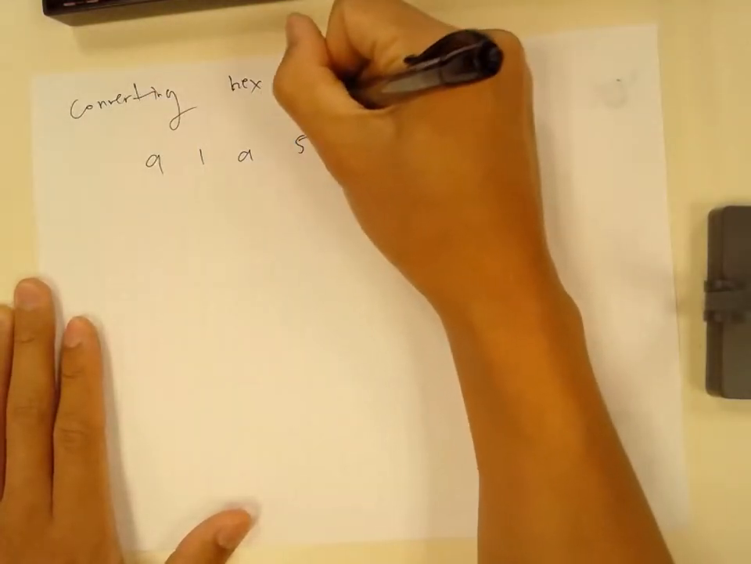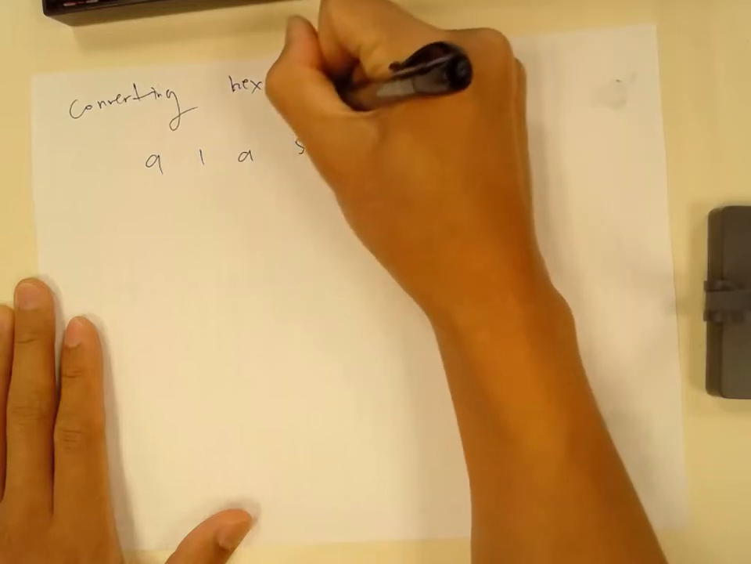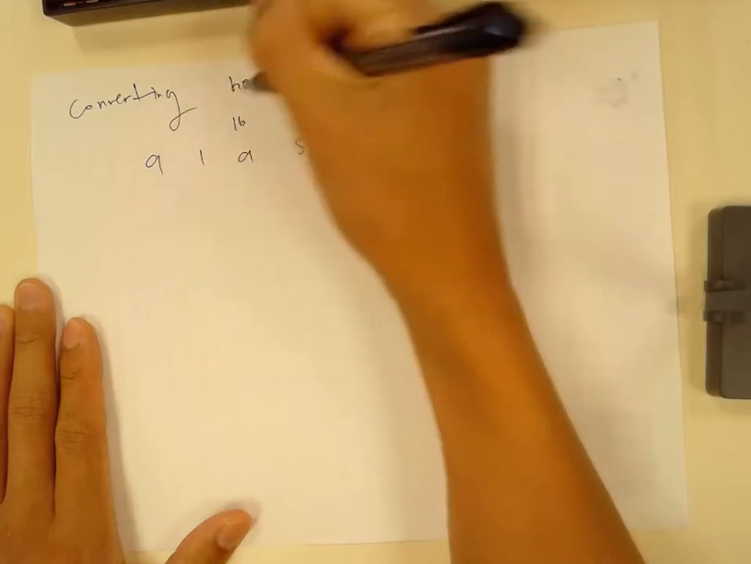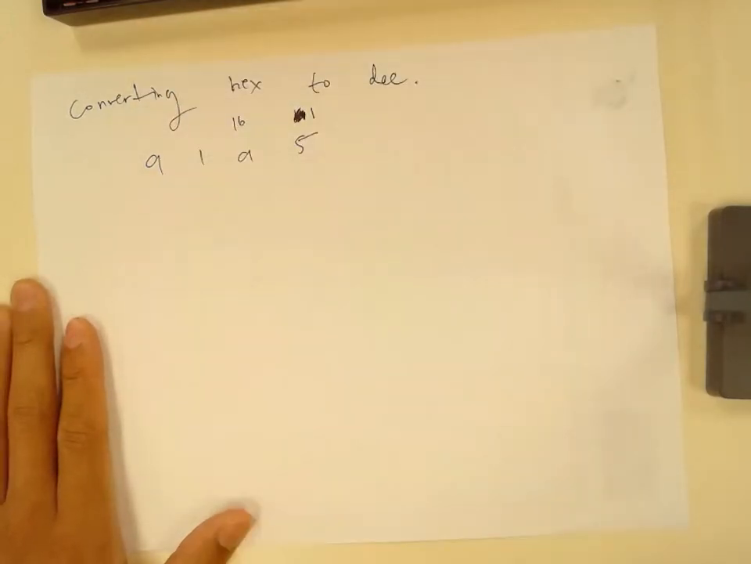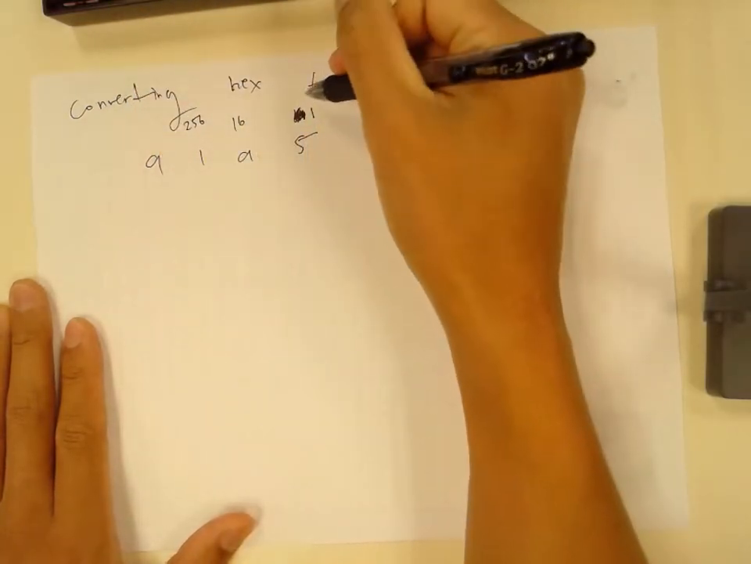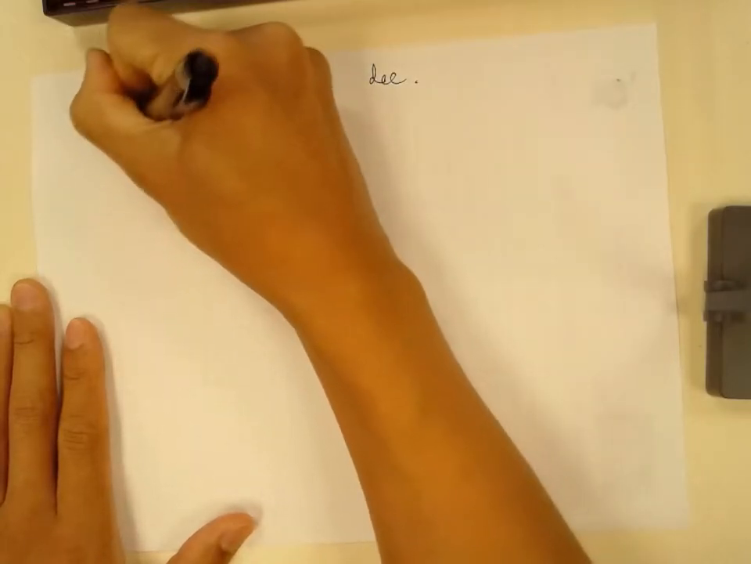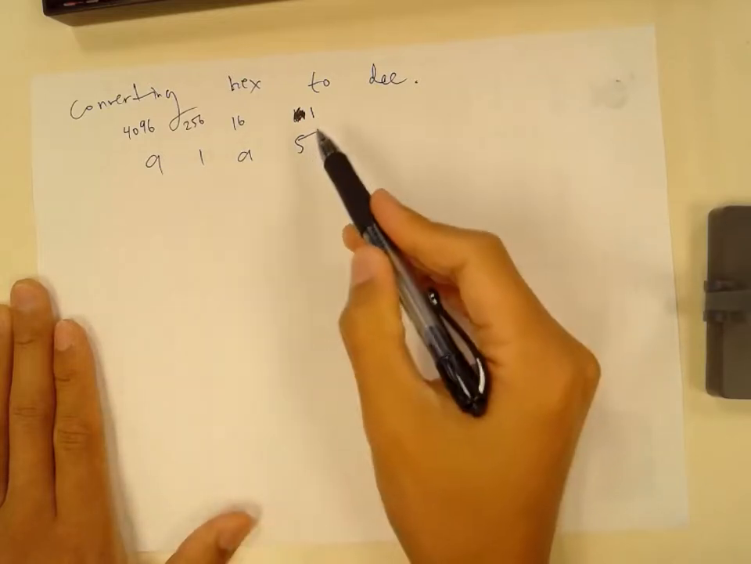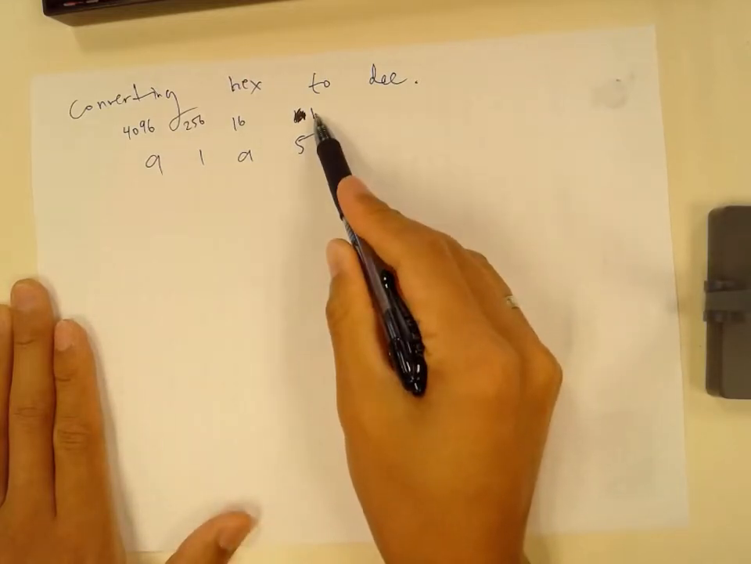And so it's 16 to the 0, which is 1. 16 to the 1, which is 16. 16 to the 2, which is... I'm going to double check my chart over here. 256, and then 16 to the 3, which is 4096. And so what you want to do is take this number and multiply it by that number.